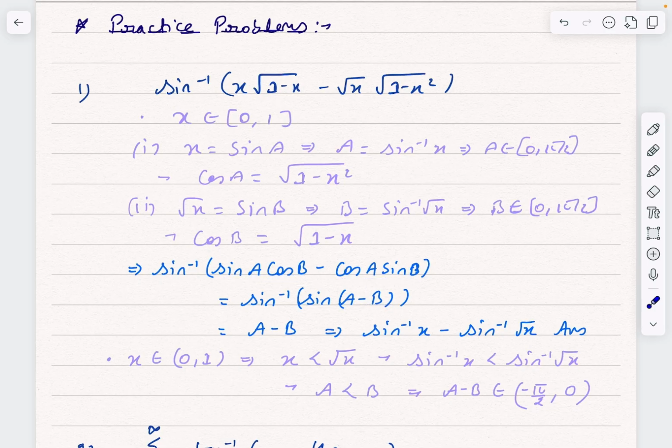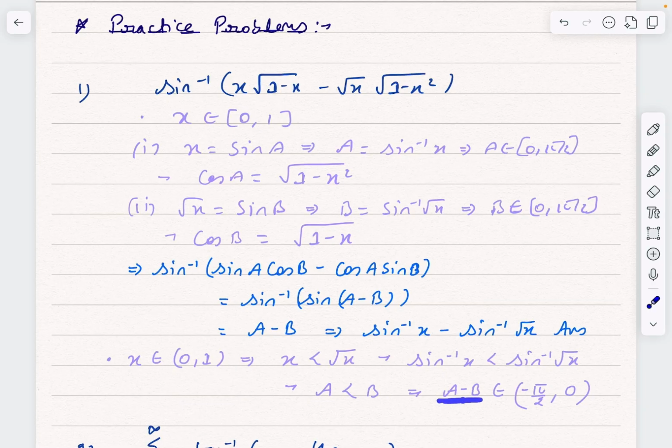Now we have sine inverse of sine of A minus B. If you remember, I told you we can cancel these out only if it is in the range. So how do we check for A minus B? See here. If x belongs to 0 to 1, you can say x will be less than root x, because if a number is between 0 and 1, the higher the power, the lower the value. So x power 1 here, x power 1 by 2, so obviously the 1 by 2 power will have a higher value. Then sine inverse x will also be less than sine inverse root x, because sine is an increasing function. So A will be less than B.